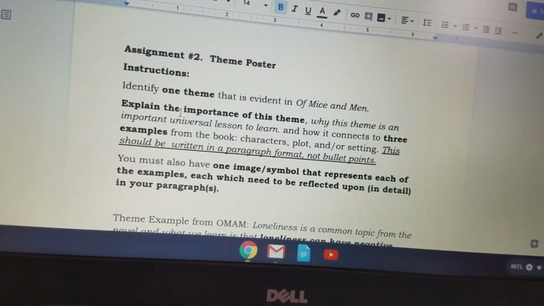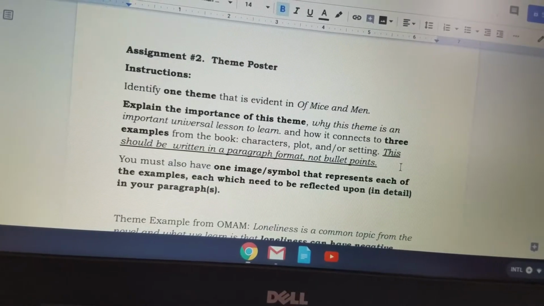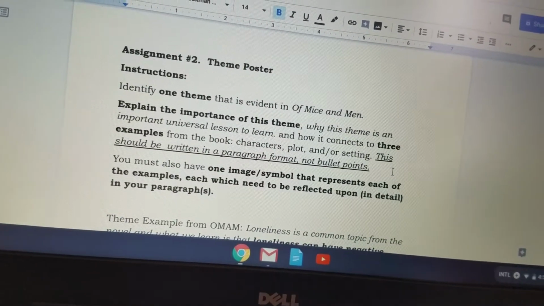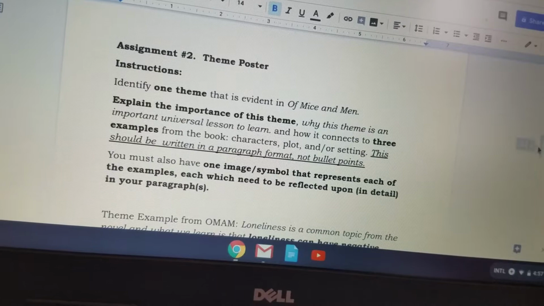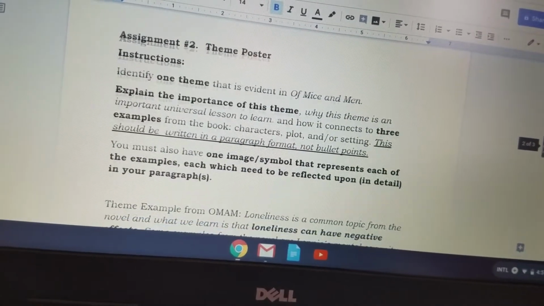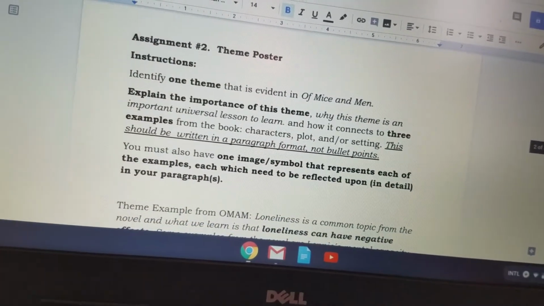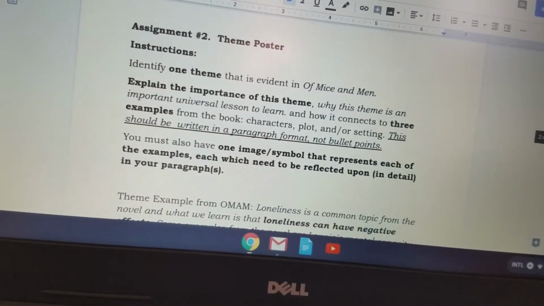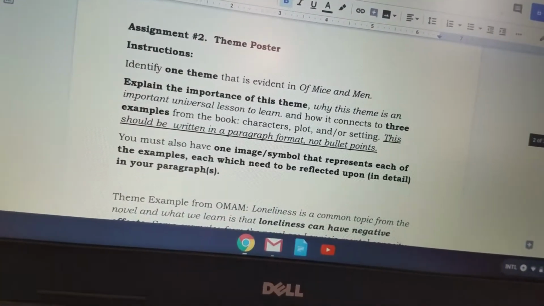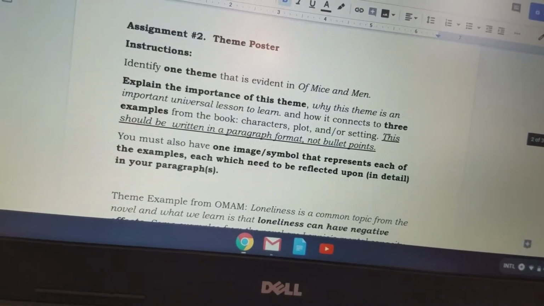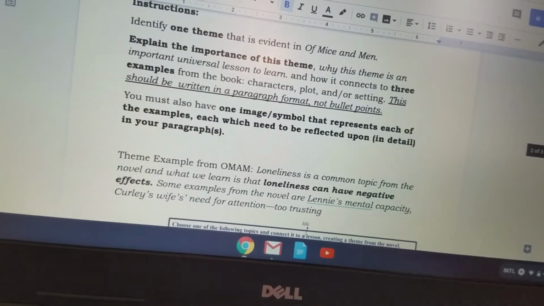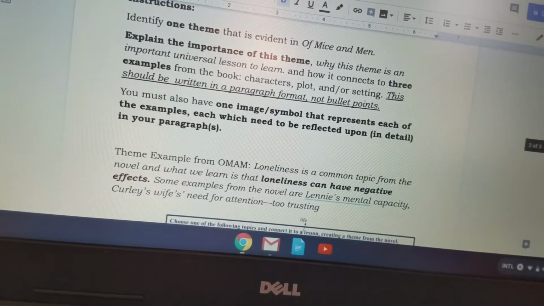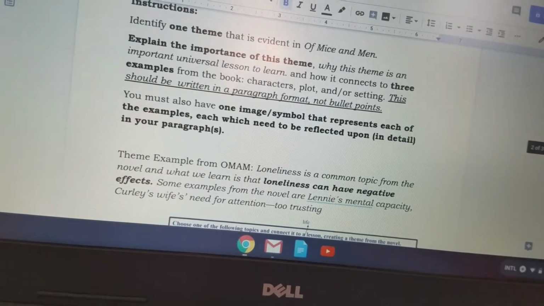You'll be doing this in a paragraph or two paragraphs, however many you want to break it down into. Explain the importance of this theme. So first say, why is this theme important? Why is the author using it, or how is the author using it? What universal lesson is being learned? What is the message? And then how does it connect to three examples from the book?